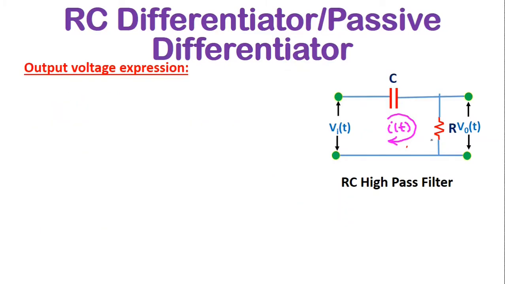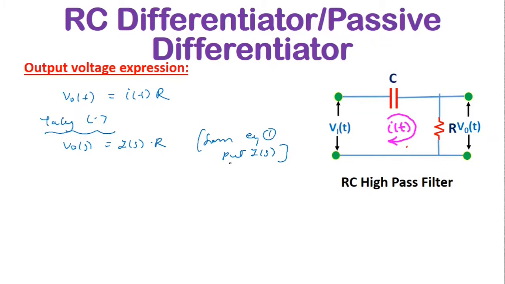Now here we can see that the output voltage of the circuit is the voltage across the resistor. So Vo(t) will be equal to i(t) into R. Now taking the Laplace transform of this equation, we will get Vo(s) is equal to I(s) into R. Now we put the I(s) value from equation number 1 in this equation, then we will get Vo(s) is equal to Vi(s) into sC into R whole divided by RsC plus 1. Let this be equation number 2.